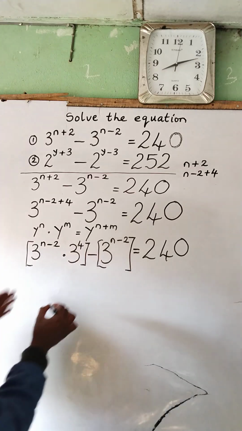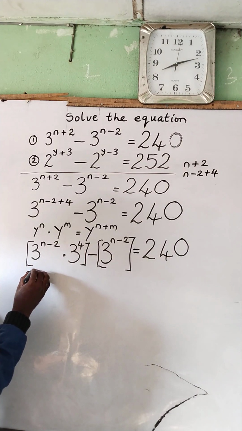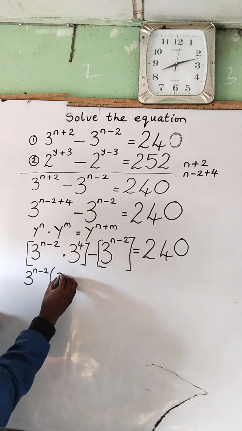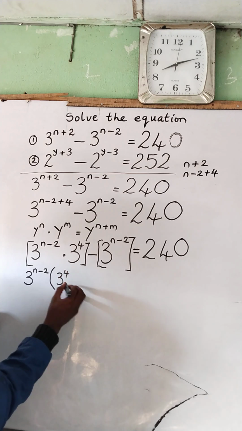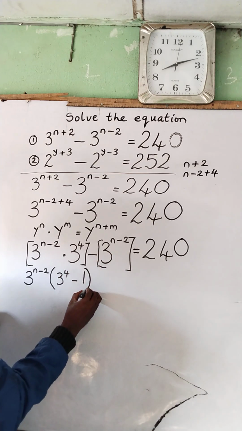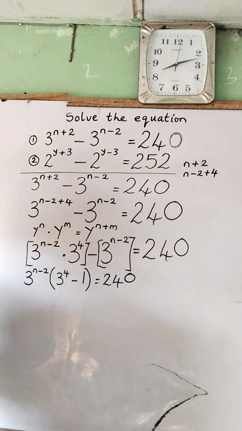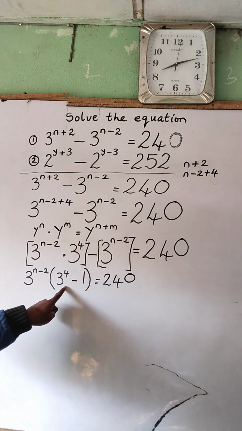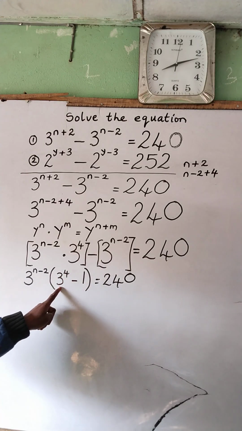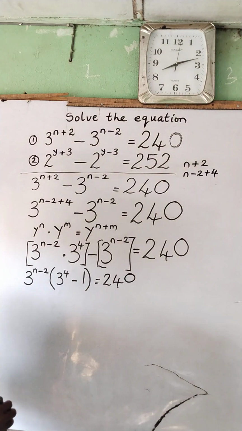And when I factor out what they have in common, we will have 3 to power n minus 2, then bracket open, 3 power 4. When I factor this one out, we will have 1, is equal to 240. So next thing that I will do now, 3 power 4 means what? 3 multiplied by 3, multiplied by 3, multiplied by 3, which is 81, minus 1. It will give us what? 80. So I will now divide both sides by 80.